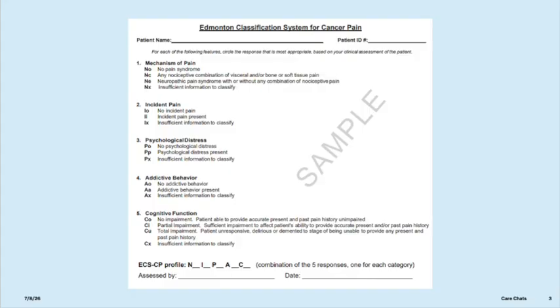Then, based off of that classification, the healthcare team can develop a personal plan that includes both pharmacological and non-pharmacological interventions. This classification system has 5 features that are assessed, and then it creates a unique pain profile for each patient. So, we assess the mechanism of pain. Is there any incident pain with their symptoms? The psychological distress. Is there any addictive features to their pain, and what is their cognitive function? It's a really great tool that the interdisciplinary team can then use to develop a pain management plan for patients. So that's one tool that's used in palliative care.